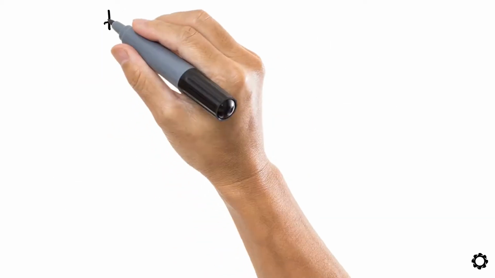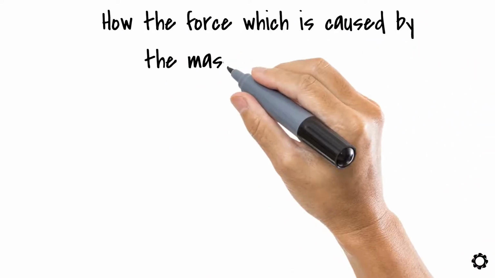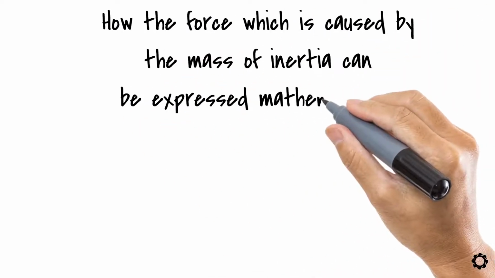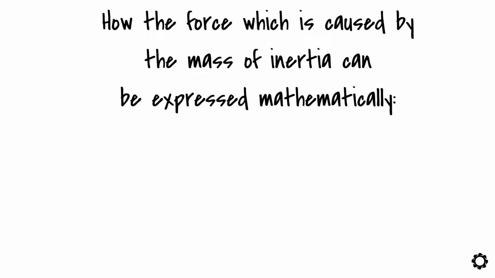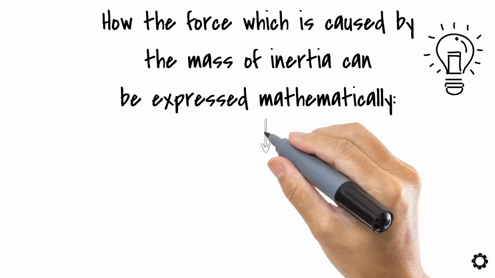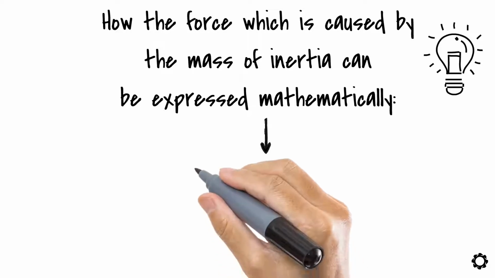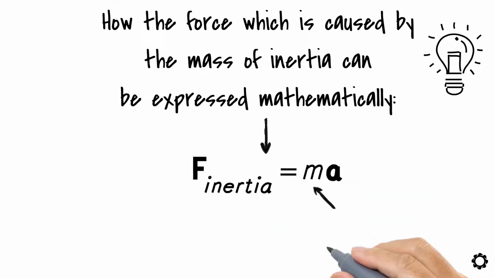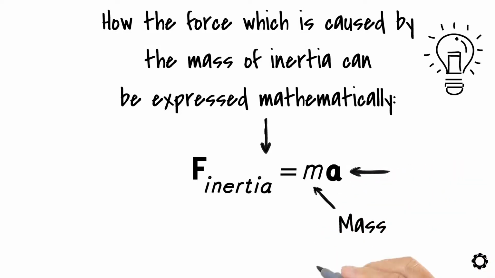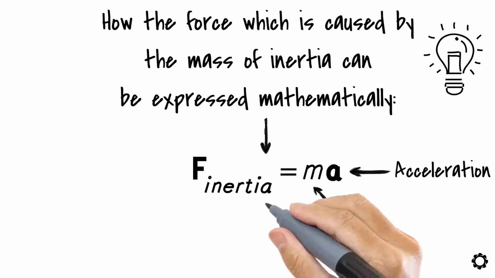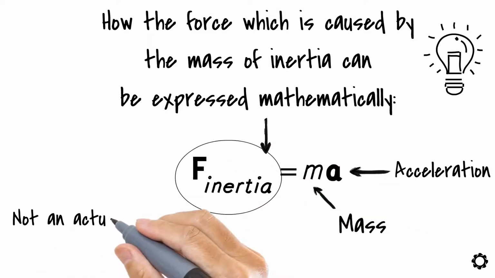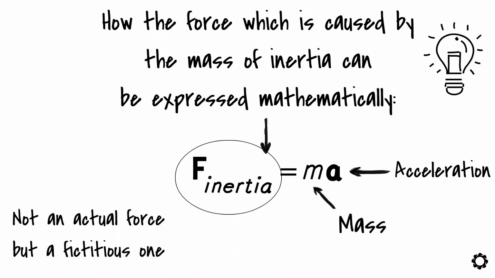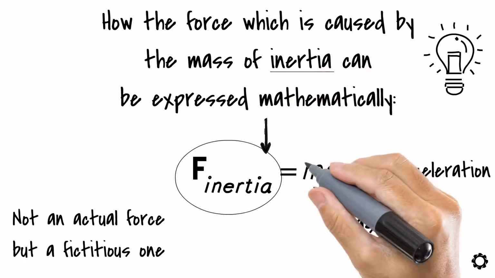Let's now see how the force which is caused by the mass of inertia can be expressed mathematically. This mathematical equation is actually quite simple. It can be written as follows. F inertia equals m times a, where m is the mass of an object and a is the acceleration of an object. Keep in mind, however, that this force is not an actual force but a fictitious one, because it's caused by the inertia of an object.